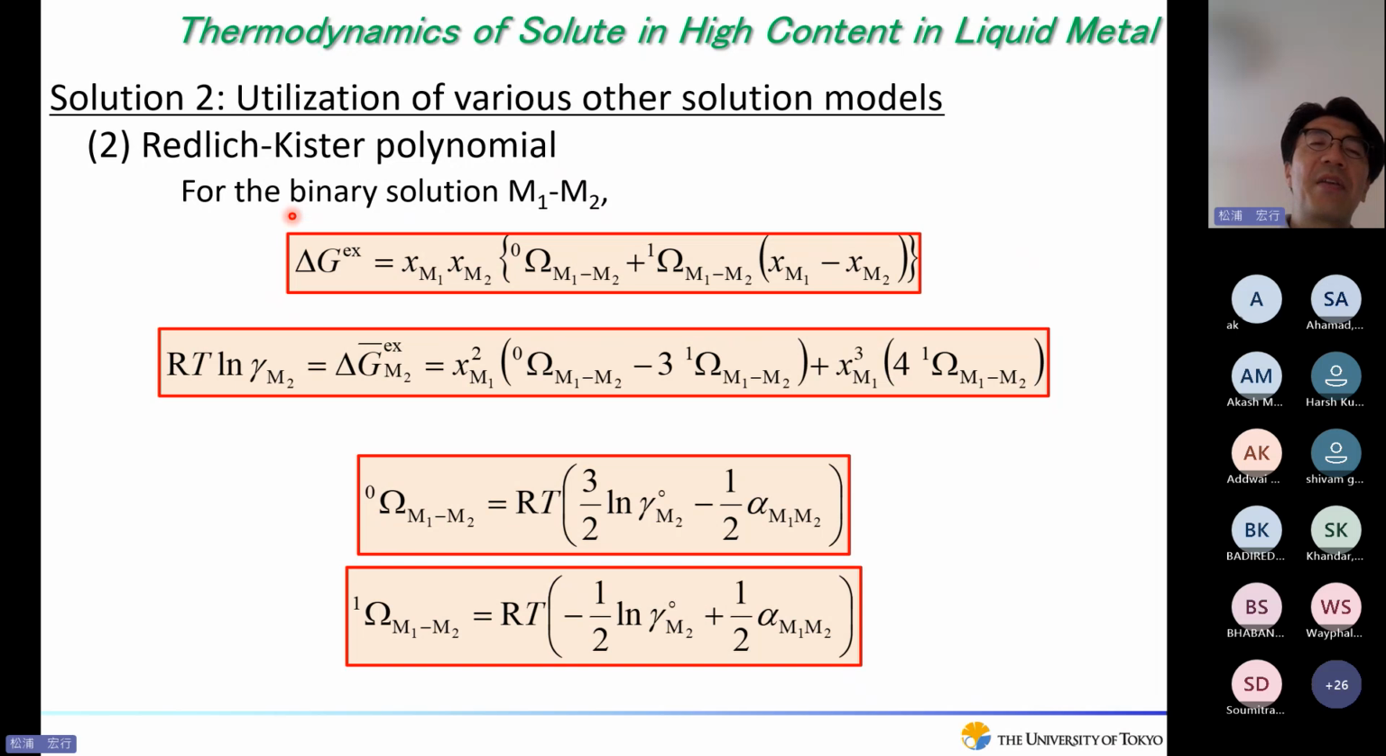The other way is just another example using the Redlich-Kister polynomial type for the binary solutions M1, M2. So this model is based on some data like this, and then you can easily see this form to express the excess Gibbs energy of mixing in the form of these functions. And then you can find the omega parameters in these models. Actually, these omega parameters can be deduced from the conventional, previously introduced parameters for gamma standard or alpha parameters. But again, if you cannot find the suitable omega parameters, you need to determine them by yourself by several methods.